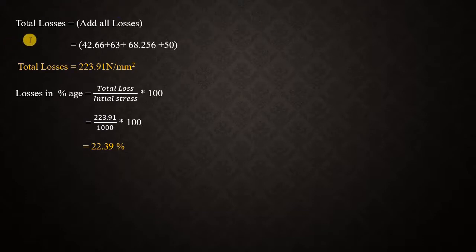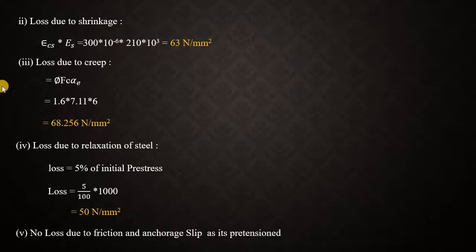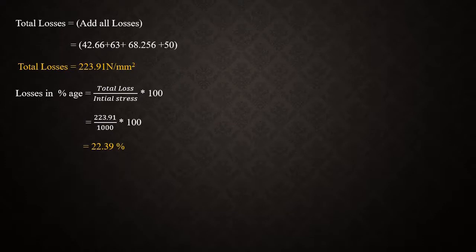The next step is to add all the losses. So I have considered the first loss, that is 42.66, second loss 63, third loss 68.256, fourth loss 50. Take all those losses and add them, and we get around 223.91 Newton per mm square as the total loss. This is in terms of stress.